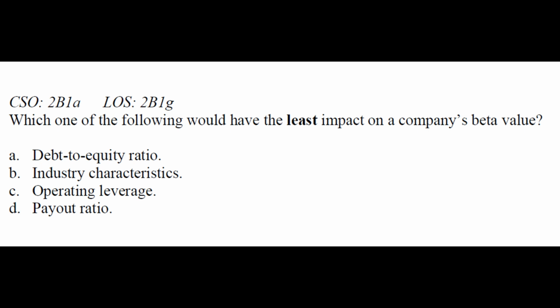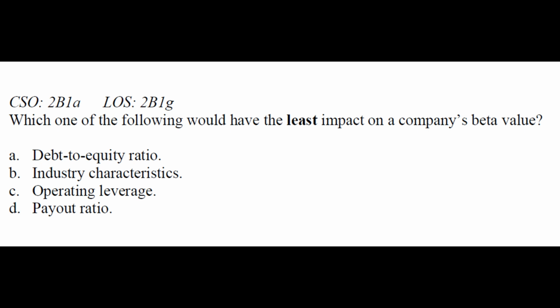C. Operating leverage. Incorrect. A company with high fixed operating costs experiences greater fluctuations in profits as sales change, increasing business risk and beta. D. Payout ratio. Correct. The payout ratio reflects the proportion of earnings distributed as dividends rather than retained. While it may influence investor preferences or growth opportunities, it has little direct impact on the company's systematic market risk, beta. Correct answer. D. Payout ratio.